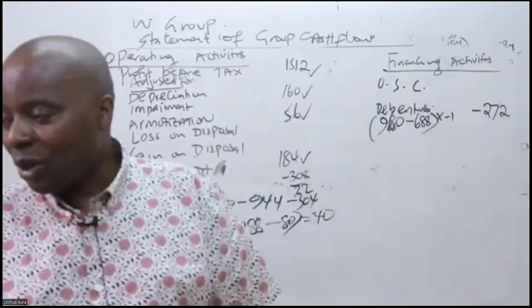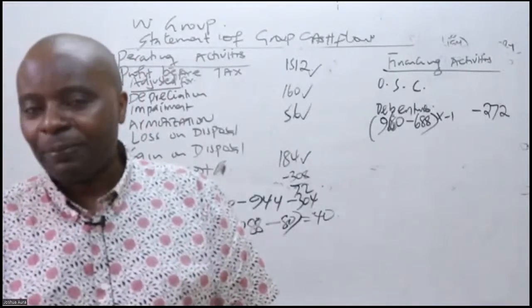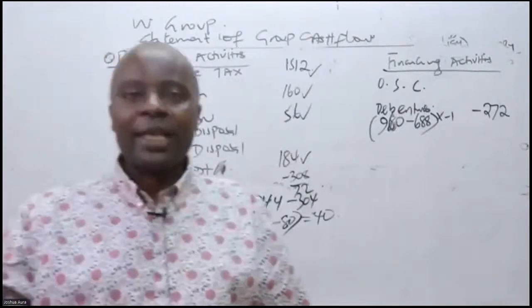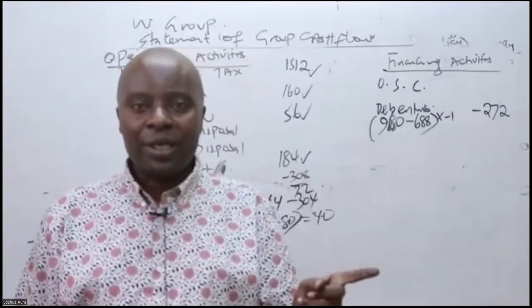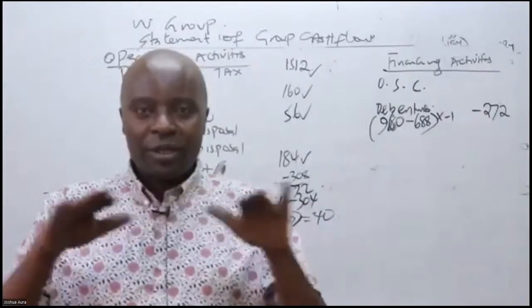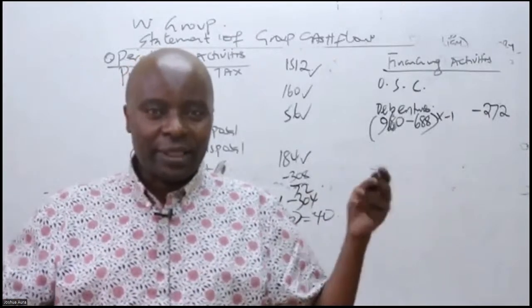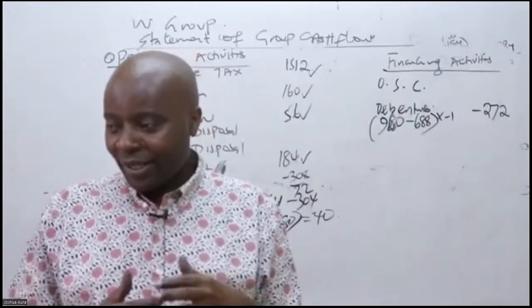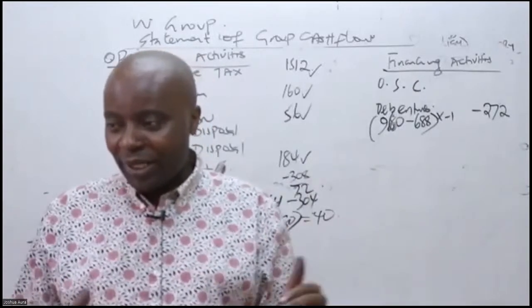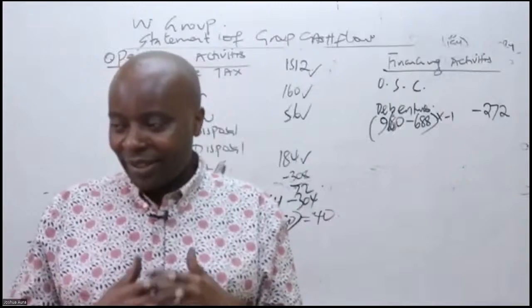Ordinary share capital. What have we said about ordinary share capital? You can see beginning is 800, end is 800. So there was nothing really that changed there. 800, 800.